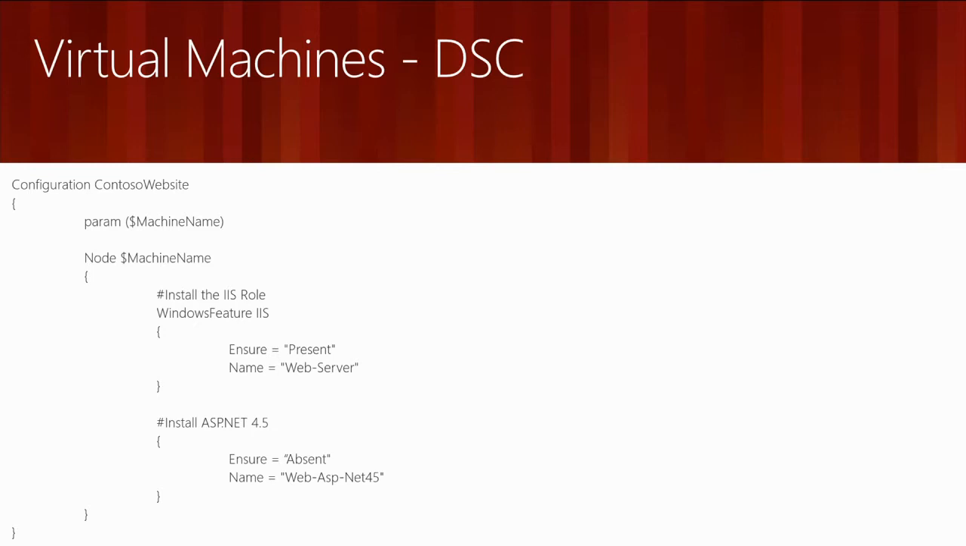So if we said we have a configuration here called Contoso website, we're going to be passing a parameter in, whatever the machine name is. We could put this in a loop and have it run over a bunch of machines. And then we have this node structure, which basically has different features in here. In this case, I have two things targeted here. I have an IIS role and an ASP.NET 4.5 framework. So pretty simple to read, right? So we can look down. We can see basically what's going to happen when this PowerShell command runs.